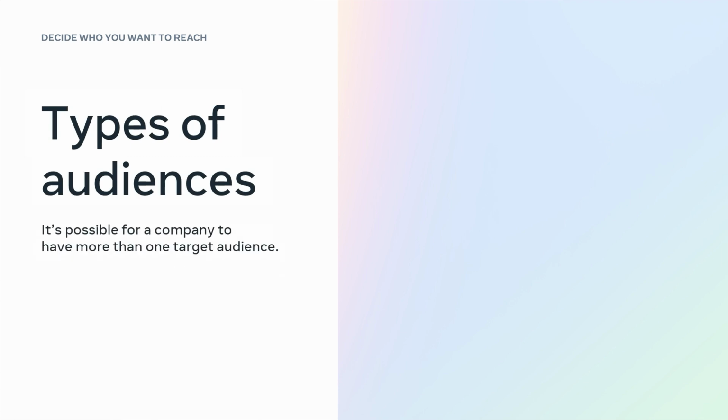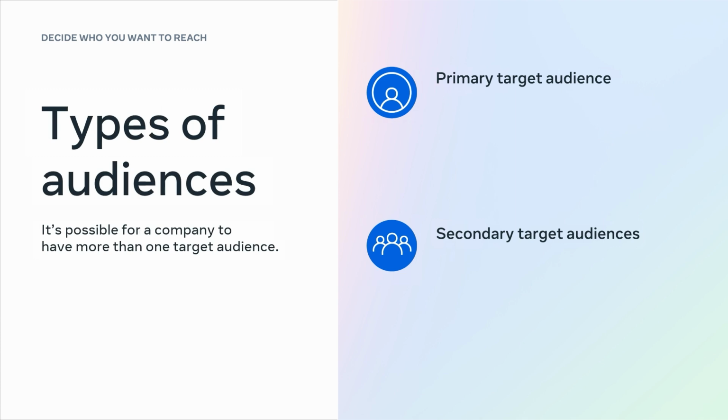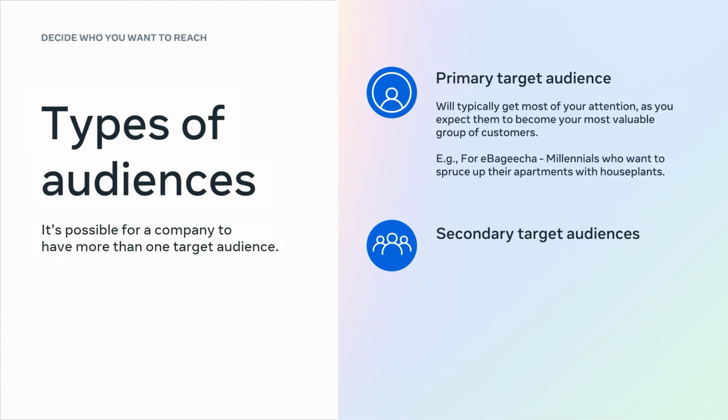Now see, not just with eBagicha, but every business is basically going to have two types of audiences. One, which is known as the primary target audience, and the other, which is known as the secondary target audience. The primary target audience will typically get most of your attention as you expect them to become your most valuable group of customers. For example, for eBagicha, millennials, who are basically people from the age group of 18 to 35, would be a primary target audience because these are the people who are living in apartments and they would want to spruce up their apartments with houseplants.